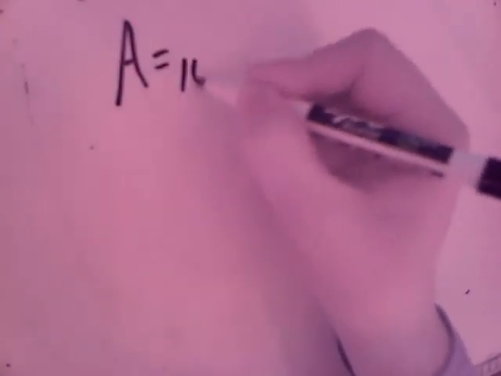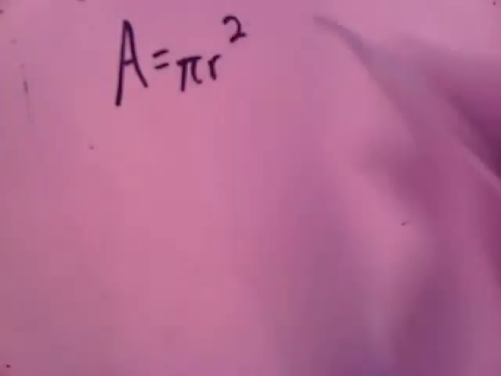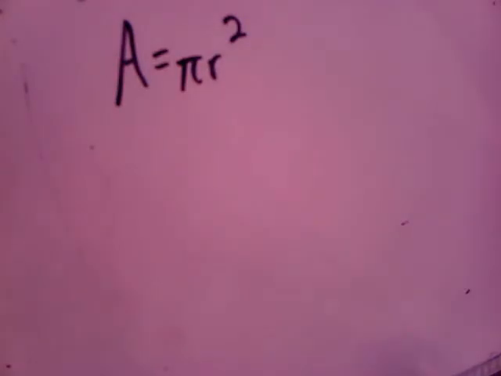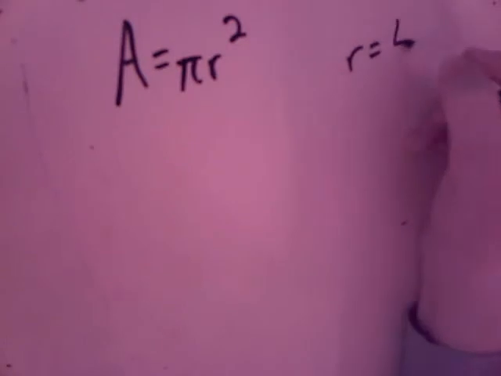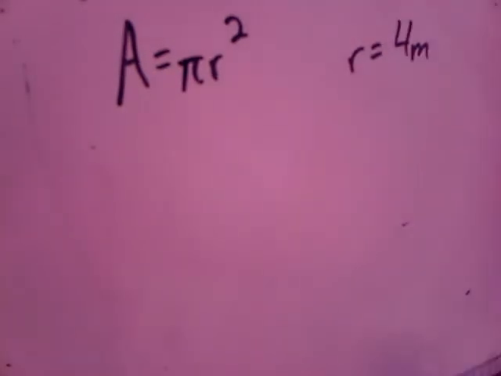We're going to talk about the area of circles. The formula for the area of circles is A equals pi r squared. So every time we have a problem where we need to find the area of a circle, we are going to use that formula. So if we're given the radius of 4 meters, then what we need to do is plug in that 4 meters into the formula.